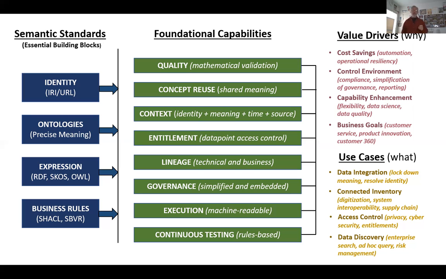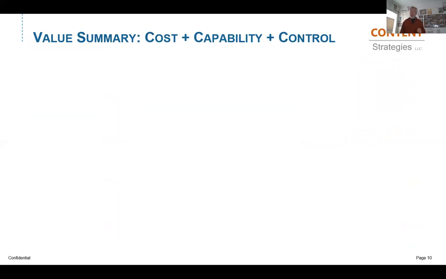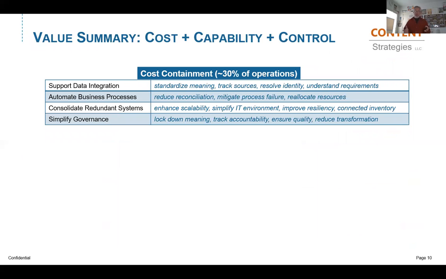Let me drill down to this just a little bit deeper, because I think this is really the essence of the business value side of the business. All right, and we'll do this in the standard 3 C's of cost, capability, and control. So as I said before, this is about 30% savings minimum. Because we've standardized meaning and standardized identity, and we have the entitlement control, integration becomes simplified. We can get rid of redundant systems, we can consolidate activities, and we can achieve automation. So the cost savings alone are overwhelming.